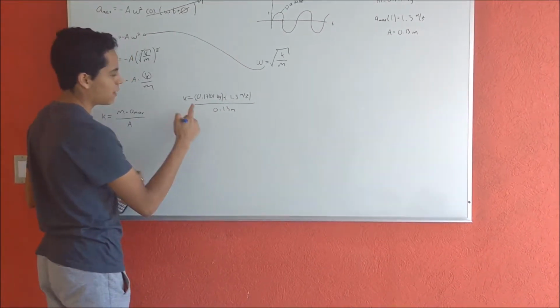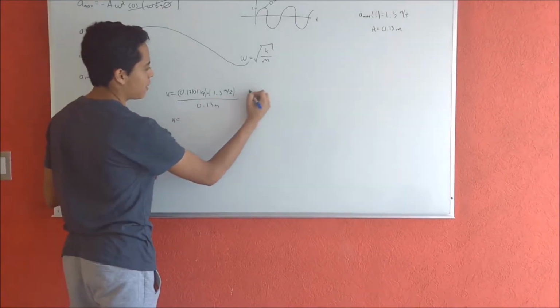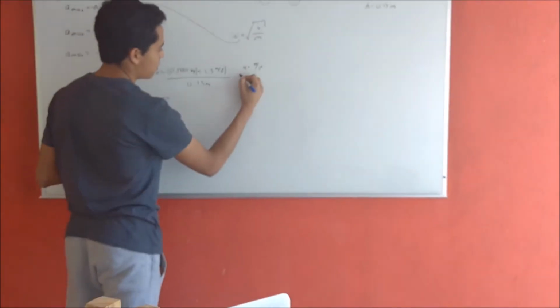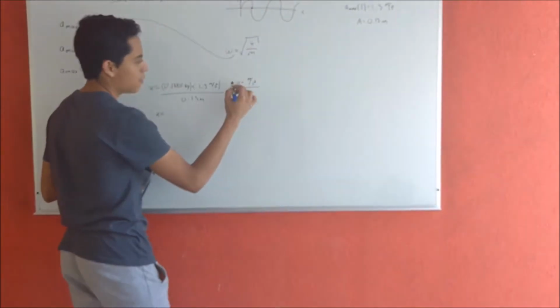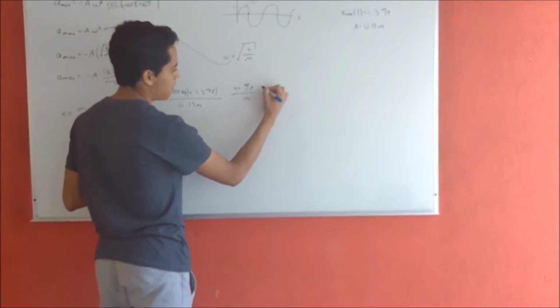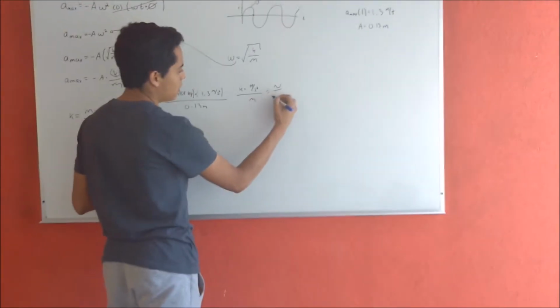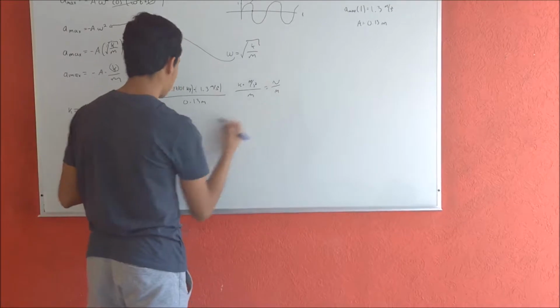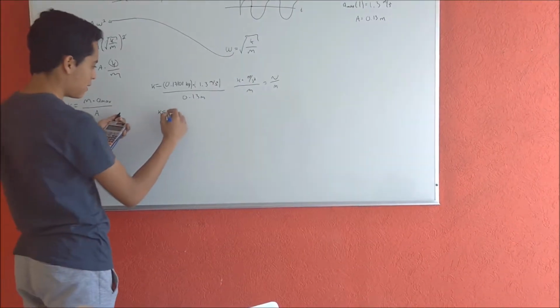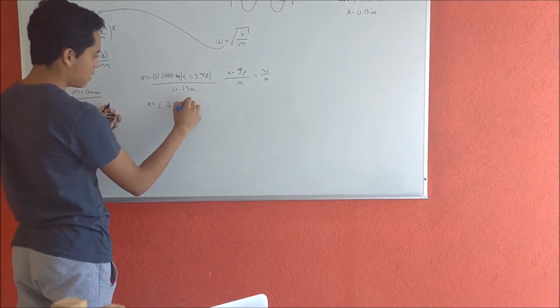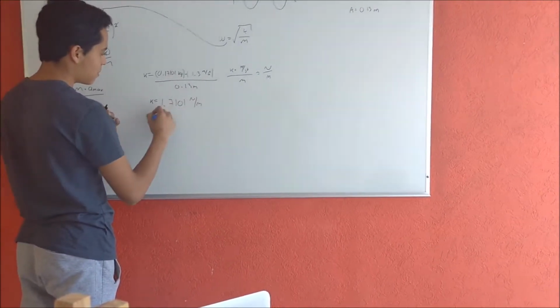And if we analyze the units, we have kilograms times meters over second squared over meters, and we know kilogram times meter over second squared is equal to newtons, and it is going to be newtons over meters. So the answer is 1.7101 newtons over meters.